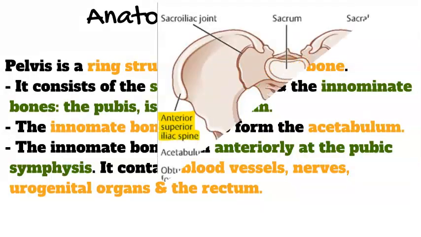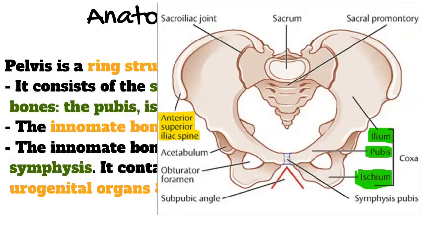This picture illustrates the innominate bone, the ilium, the pubis, and the ischium, and the other bony prominences and joints. The ASIS, acetabulum, and you can see the sacrum, coccyx, and sacroiliac joint.